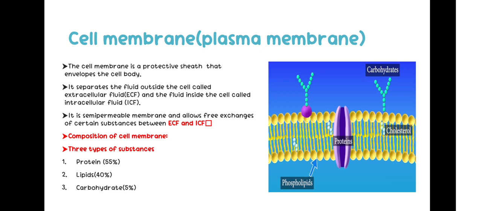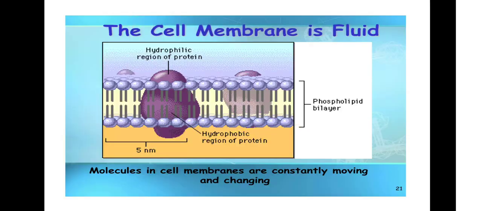In the picture we can see that there are mainly proteins embedded inside the membrane, and the phospholipids are present in the outer and inner layers of the cell. Then carbohydrates are mainly present above the lipids. The cell membrane is a fluid mosaic model. Because of that fluid, molecules in the cell membrane are constantly moving and changing.